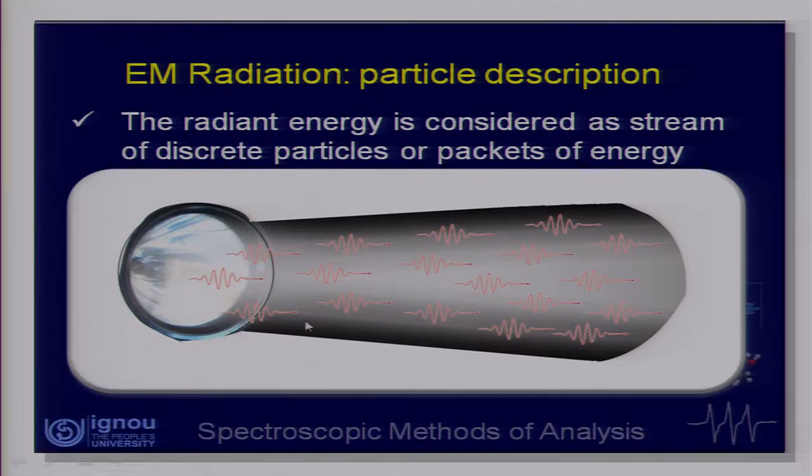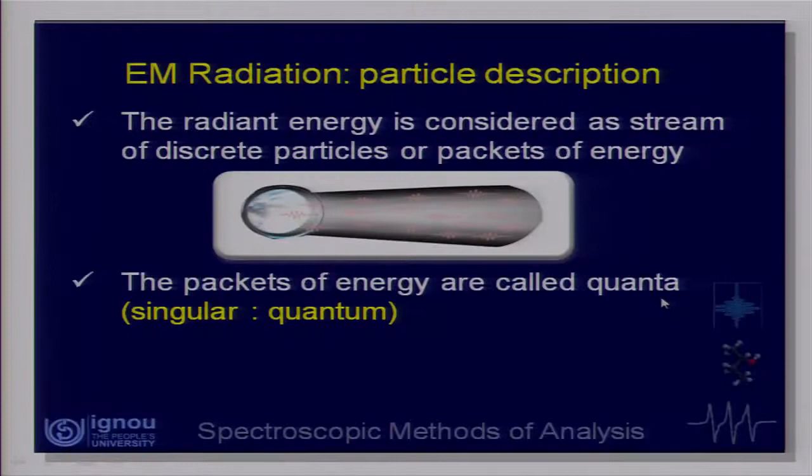Essentially, we said earlier that EM radiation is nothing but energy being transmitted. According to the wave description, energy is transmitted in terms of an electrical and magnetic disturbance. As compared to that, the particle description says that energy is transmitted in terms of packets of energy, and these packets of energy are called quanta. Quanta is the plural, whereas the singular is quantum. One packet of energy is called one quantum of energy.